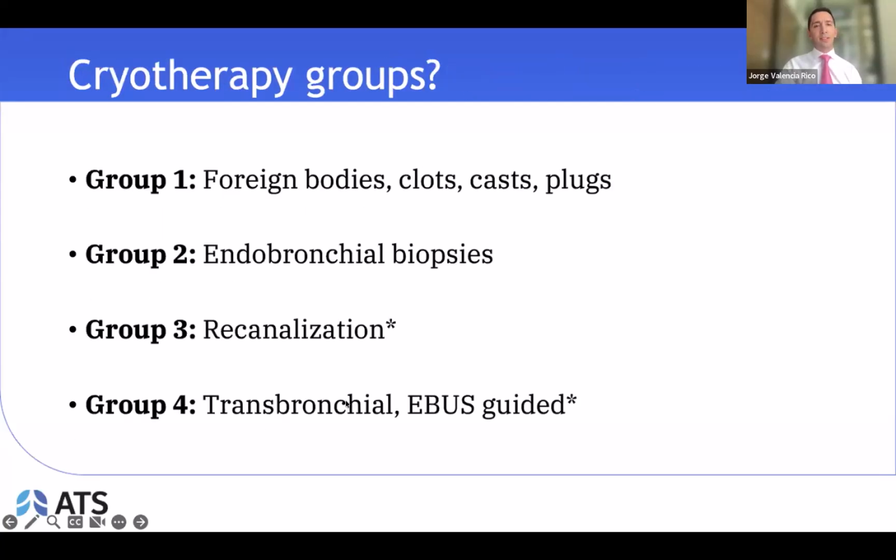So this is not in any paper, but it's something I've been thinking about. How can we group the things we can do with cryotherapy? So group 1, 2, 3, and 4. If I had to group them, I would say group 1 would be foreign body extraction, clots, casts, and plugs. Group 2 would be the endobronchial biopsies. Group 3 and 4 have a star. Since they are more advanced procedures, airway recanalization sometimes needs other techniques on top of the cryotherapy to recanalize the airway. And then group 4 would be transbronchial cryobiopsies or EBUS guided cryobiopsies as well.